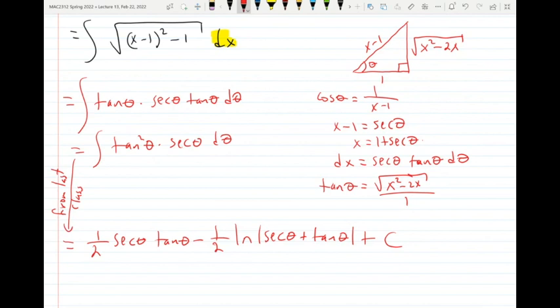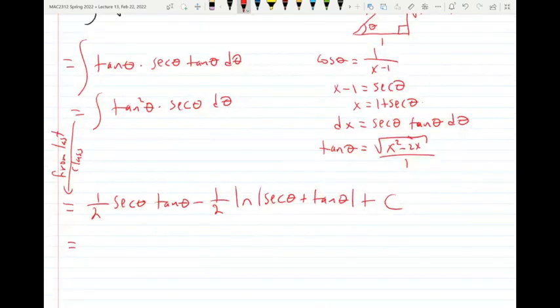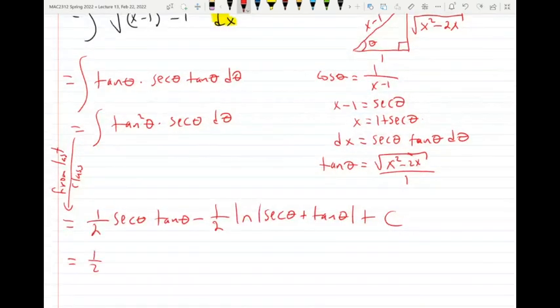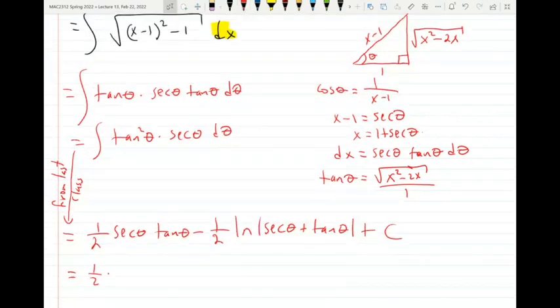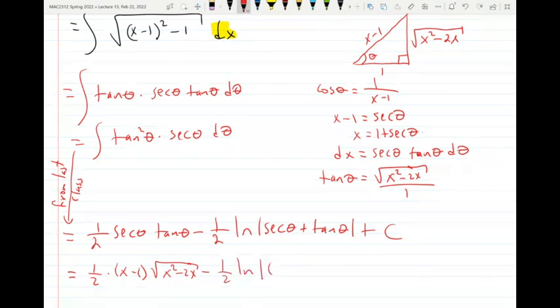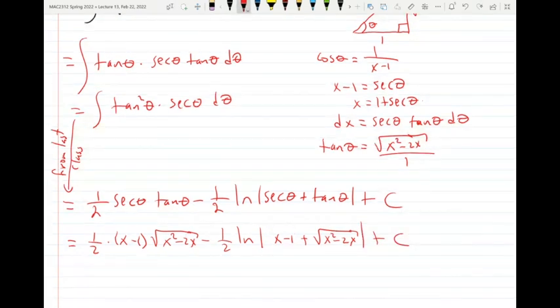All right, so now our job is to go back to x, remember, but that's okay. We have a triangle, so we can do it. So let's see, in this case we have 1/2 times, so secant is x minus 1, and tangent is the square root of x squared minus 2x, minus 1/2 ln of x minus 1 plus square root of x squared minus 2x. And that's good enough.